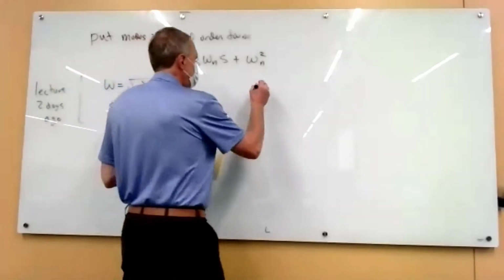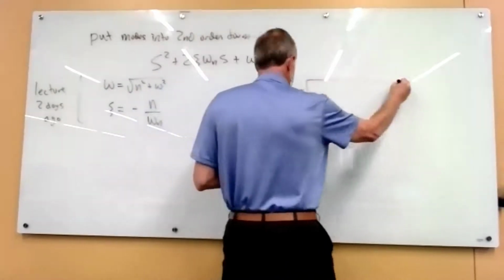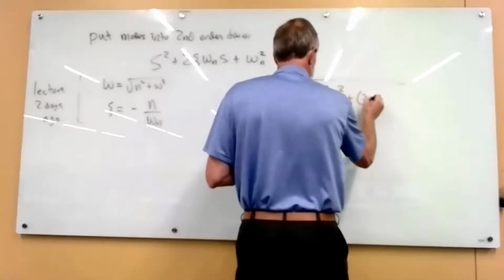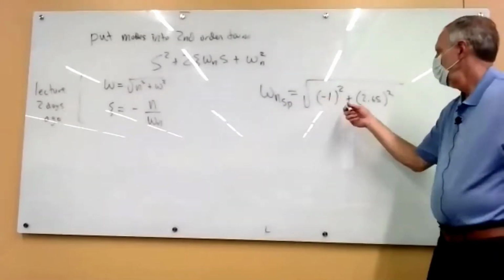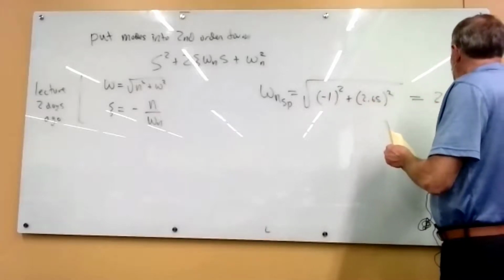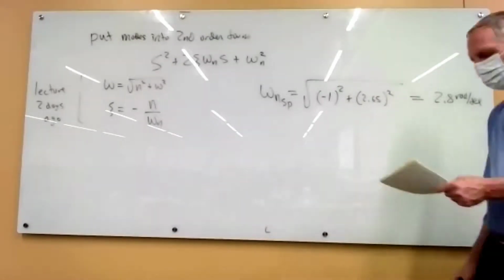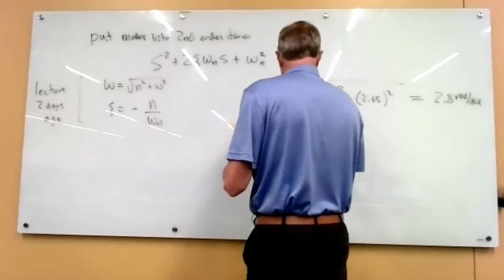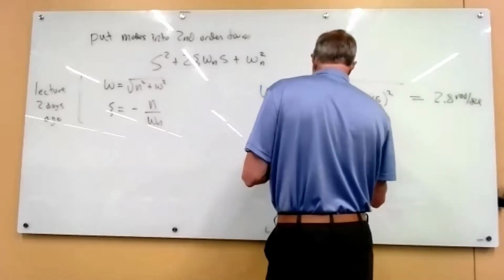So if we do that for the short period, this is the real part, this is the imaginary part. So that's an easy calculation once we have the roots. And then the damping ratio, SP stands for short period: real part divided by that number we just calculated.